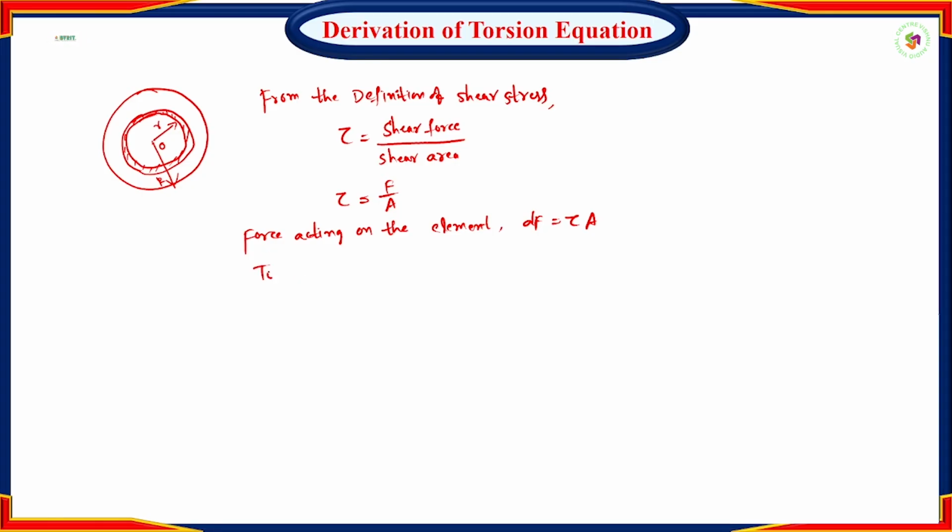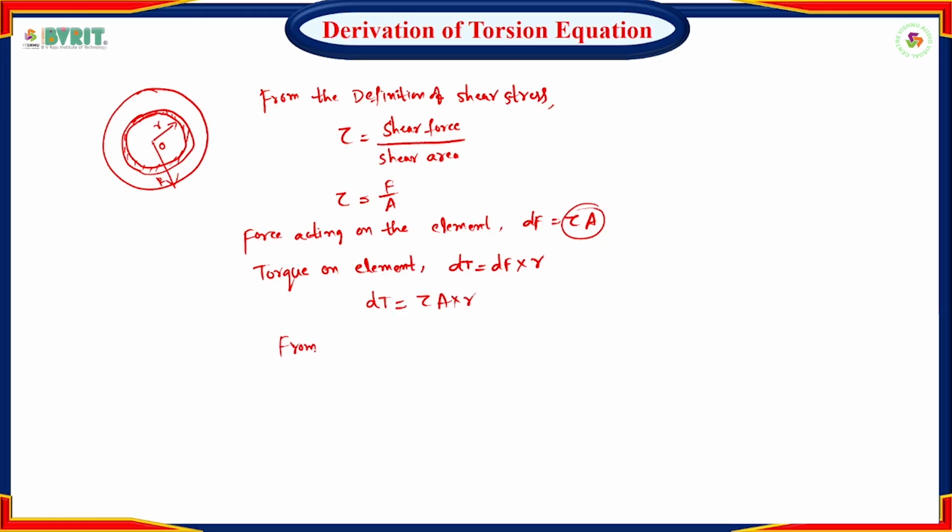We can find out the torque on the element, which will be dT is equal to dF into the radius of the element, the distance of the element from the center of the shaft. This is from the definition of torque. Now we can write dT is equal to dF as tau into area into r.